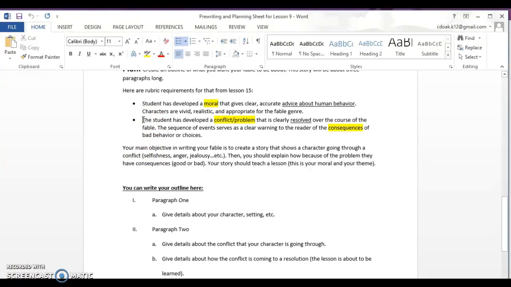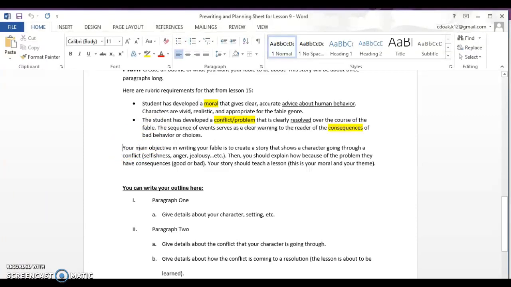The student has developed a conflict or a problem that is clearly resolved over the course of the fable. That means whatever your character is about to go through, it needs to have a resolution. That means it needs to all get better, okay? So I'll show you where all that fits in a second. And then the sequence of events is a clear warning to the reader of the consequences of bad behavior or choices. Okay, so you want the problem and then the resolution to be clear to us, like, hey, if you do this, you're going to have a problem, and then this is going to happen after your problem. Okay?